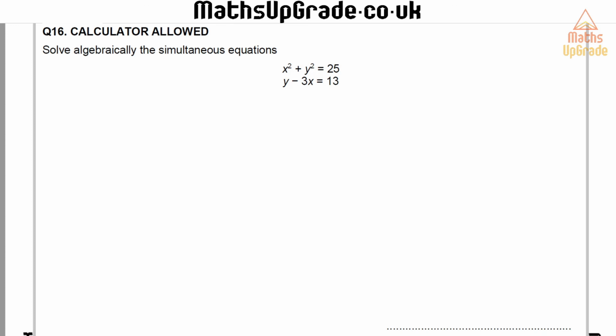Question 16. Solve algebraically the simultaneous equations. So I've got two equations here. You can notice the first equation, the top one here, has got an x squared and a y squared term in it. This gives us a clue that this will result in a quadratic later on. So if you're not sure on how to solve quadratics, be sure to check out my video on solving quadratics on this channel. What I'm going to do first of all, I'm going to rearrange this simpler linear equation, so that y is the subject of it.